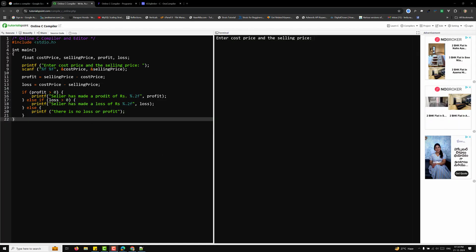So fine, here it is asking to enter the cost price and the selling price. Here I will be adding the cost price as 300 and the selling price as 500. Now if you press enter, command not found. So what could be the reason here?